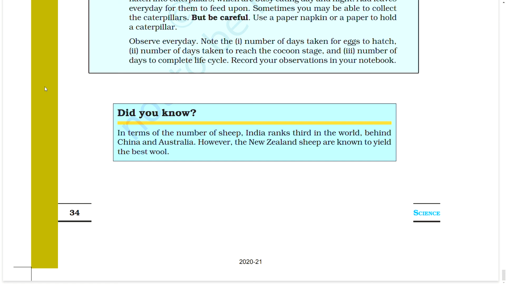Did you know? In terms of the number of sheep, India ranks third in the world, behind China and Australia. However, the New Zealand sheep are known to yield the best wool.